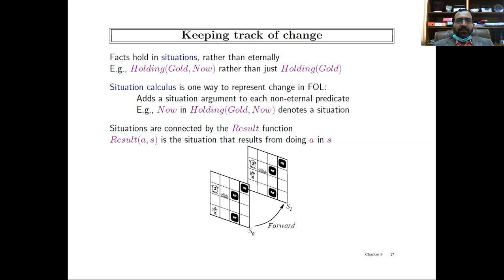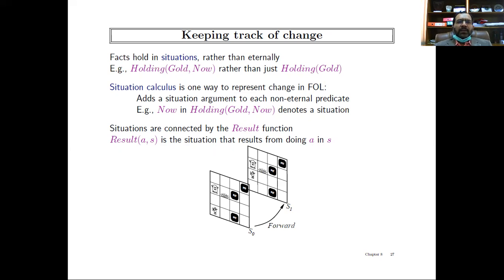So every fact is represented in terms of a situation. For example, holding gold, comma, now, rather than just holding gold, because holding gold does not reflect whether you are holding gold now, or you held gold previously, or you will hold it the next time. So it is better to represent the situation, and the situation is better represented by holding gold, comma, now.